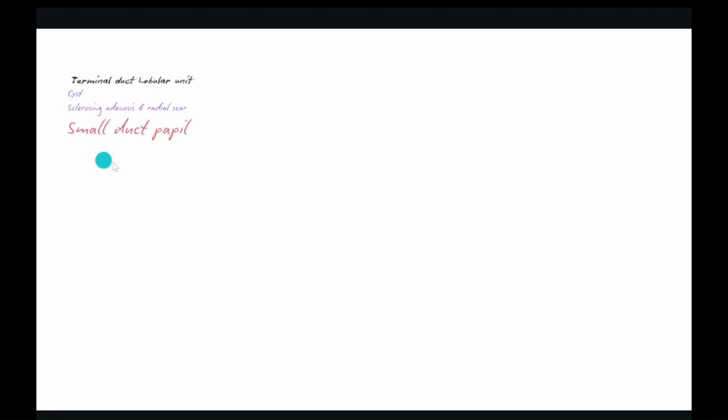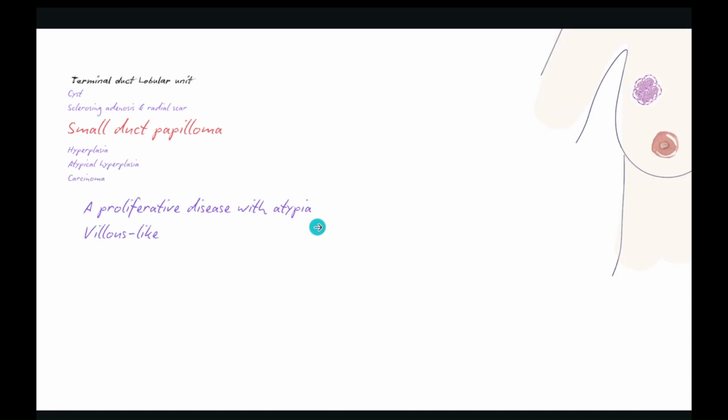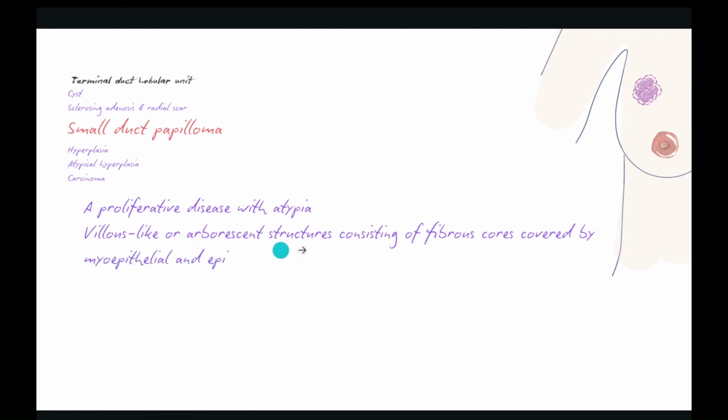The third disease which we will talk about is small duct papilloma, or we can call it papillomatosis. It's a proliferative disease with atypia also. It is a villus-like or arborescent structure consisting of a fibrous core covered by myoepithelial and epithelial cells. So if you concentrate here, you will find that there are multiple small villus-like structures or papillomas. It will be inside the terminal duct lobular unit. So it will be small, and it will differ from the solitary ductal papilloma, or single ductal papilloma, which will present retroareolar, and we will talk about it in other slides while we are talking about duct problems.